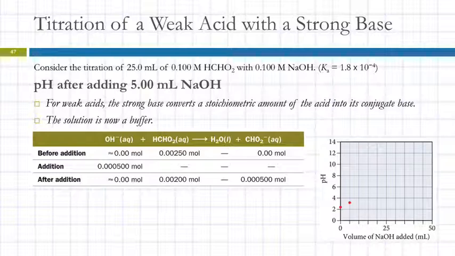so we could use the Henderson-Hasselbalch equation. pH is equal to the pKa. pKa, let's find out what that is. 3.74. That's our pKa.